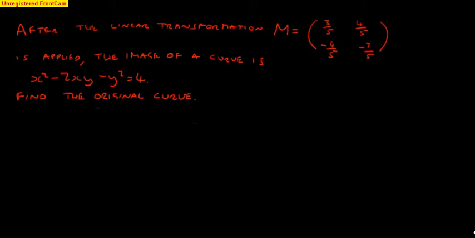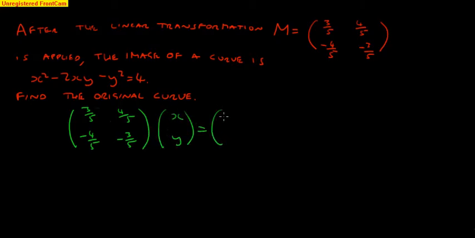Again, here we have a transformation that looks like that matrix, and it's applied, and the image of a curve is that. Find the original curve. Okay. So what's happening here is that we've got this matrix, 3 over 5, 4 over 5, minus 4 over 5, and minus 3 over 5. It's being applied to something, and we get an image.